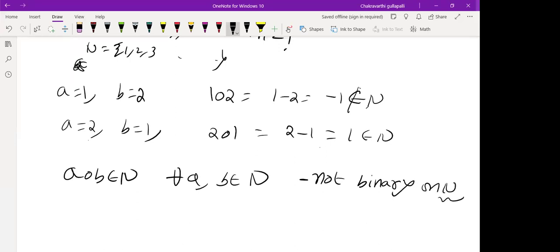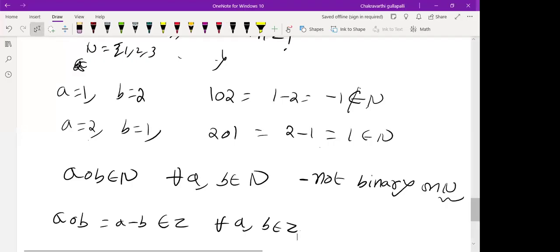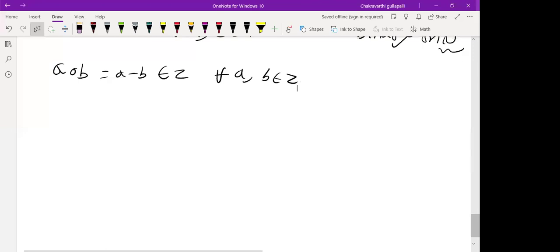You have to mention the set. Some students, even in the interview, will simply say minus is not binary. That is not correct. Whether it is binary or not depends on the set also. The same minus, if you take for integers, a circle b equal to a minus b automatically belongs to Z for all a, b, because the difference between two integers is always an integer. Here, what is happening for natural numbers? If it is minus, negative numbers are not there in N.